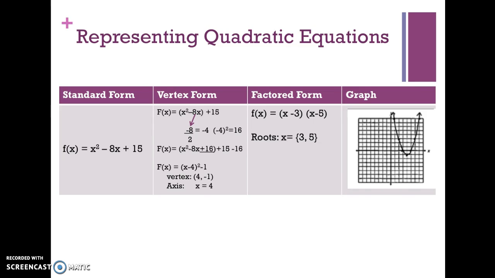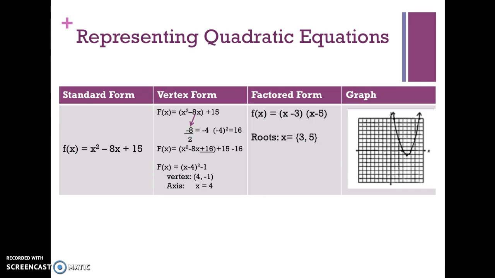Okay, so my vertex form is going to be the function of x equals x squared minus 8x plus 15. I'm going to put a parenthesis around that. Okay, then in vertex form, you divide your b value, or in this case, negative 8, by 2. You always divide it by 2. So negative 8 divided by 2 equals negative 4. Then we take negative 4, or our answer, and square it. So that gives us positive 16.